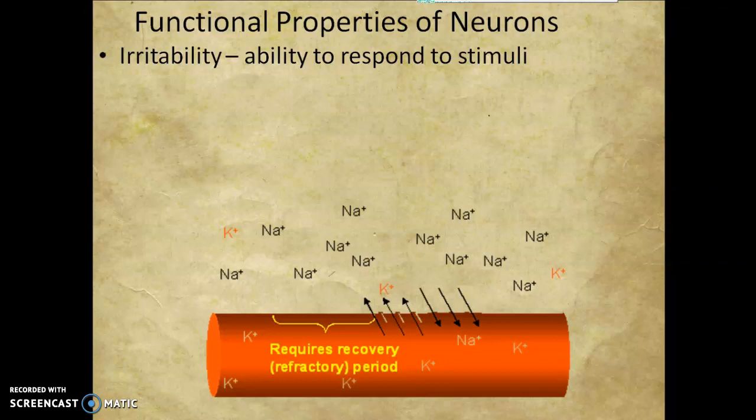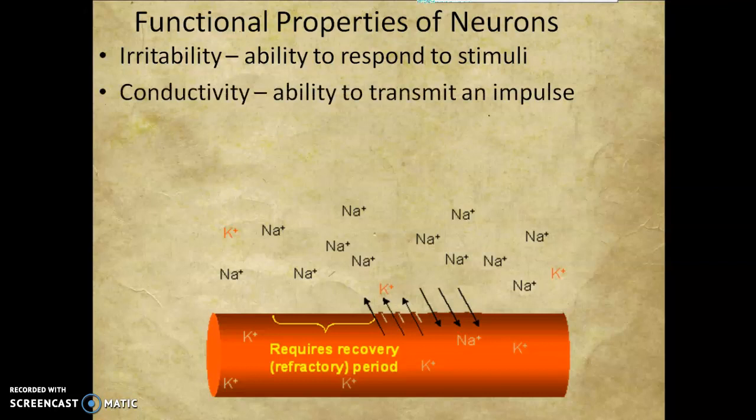So neurons have the property of irritability, which does not mean that they're just kind of cranky. It means that they have the ability to respond to stimuli. They also have the property of conductivity, which means that they are able to transmit an impulse, which makes sense because that is their job in life, right? Is to pass messages from one cell to the next until it gets to where it needs to go.